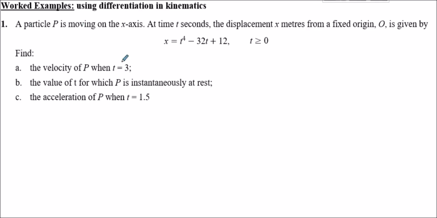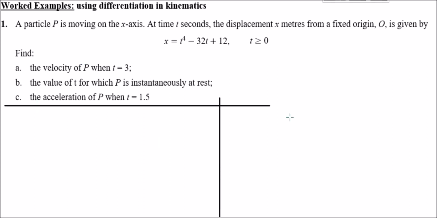So question 1 here, we've got a particle moving along the x-axis. After time t seconds, its displacement is given by this function here. For part A, we need to find the velocity when time equals 3. Well, the velocity, just going to section the page off so I can do it all in one.